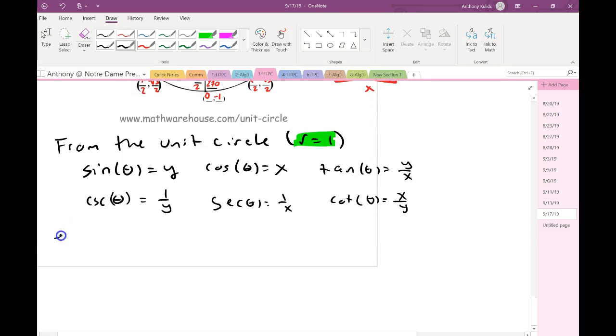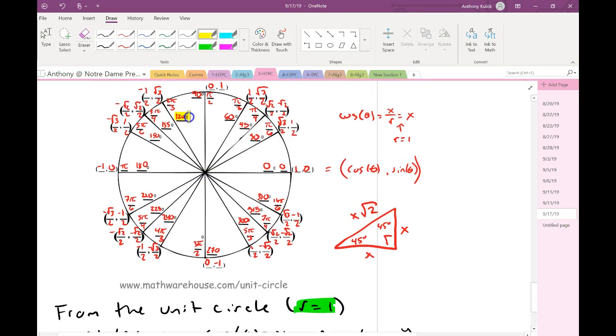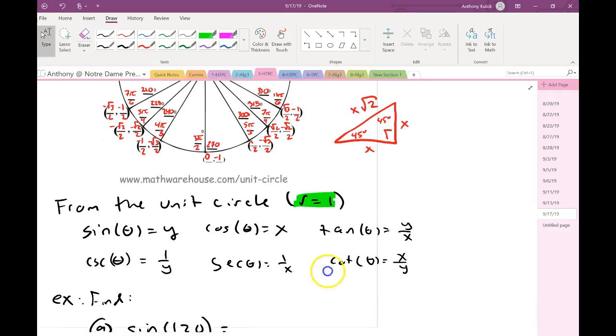Okay, so let's do some examples. Let's say we wanted to find sine of 120. I recognize that 120 degrees is one of my angles that appear on the unit circle. Specifically, 120 is right here. I know that sine is the y-coordinate from my unit circle at that location. So I can say that sine of 120 is square root 3 over 2.